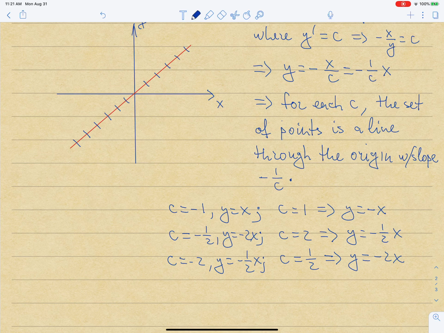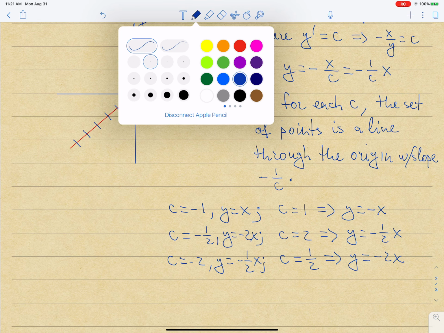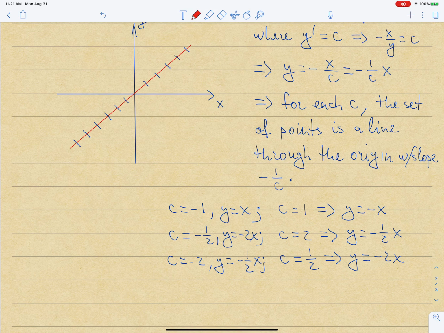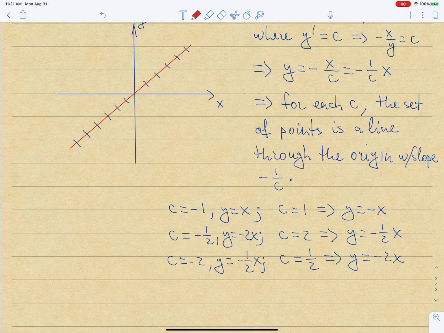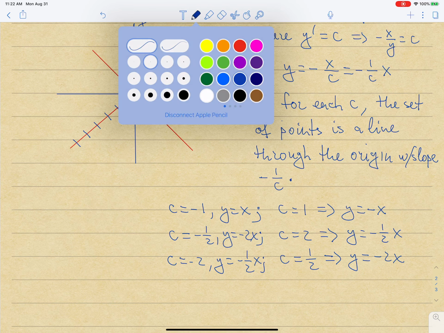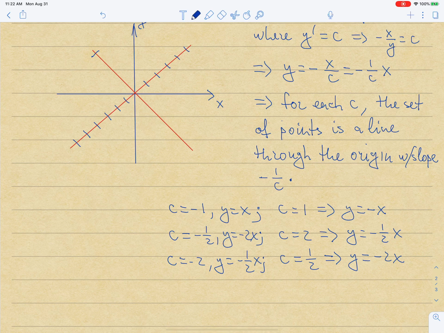Okay, so then what about the line y equal to minus x? On the line y equal to minus x, c is equal to 1. So 1 is a negative reciprocal of minus 1. So we have the same story. I draw a line through the origin. And on that line, now the slope is 1. So 1 is perpendicular to the slope of the line itself.